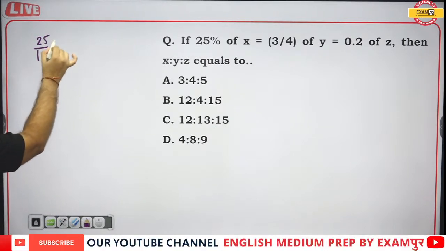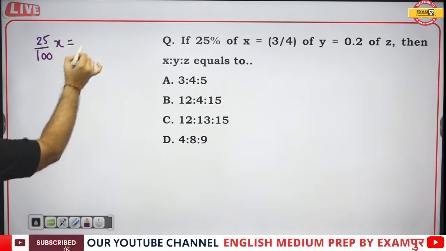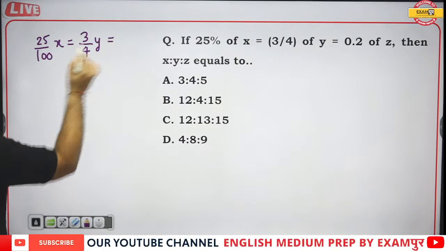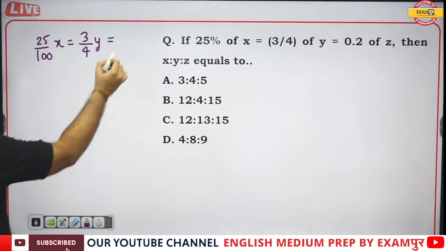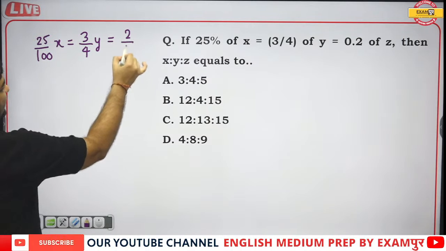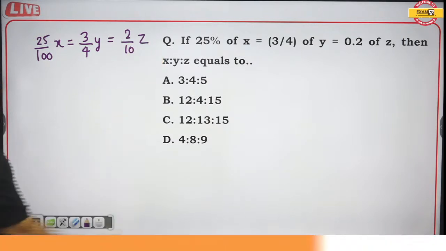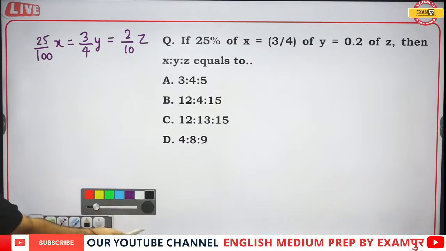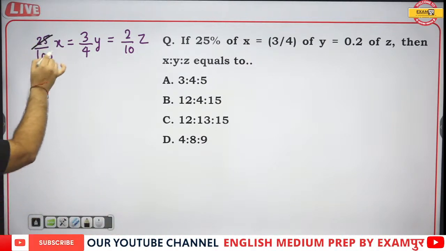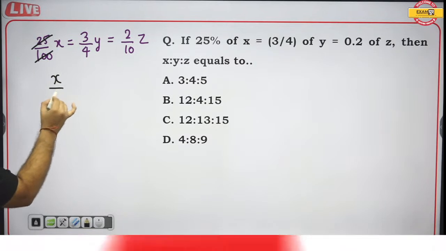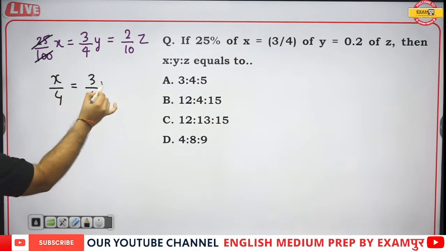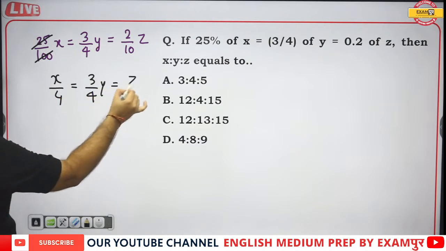25% of X is equal to 3 by 4 of Y is equal to 0.2 of Z. 0.2 is 2 by 10 of Z. If you directly want the relation, first simplify them. So X by 4, 3 by 4 Y, and it is Z by 5.